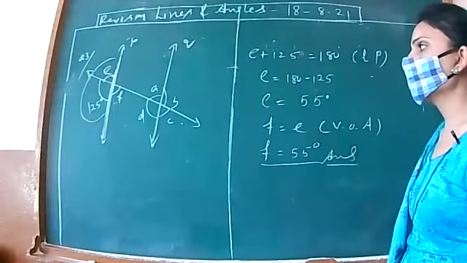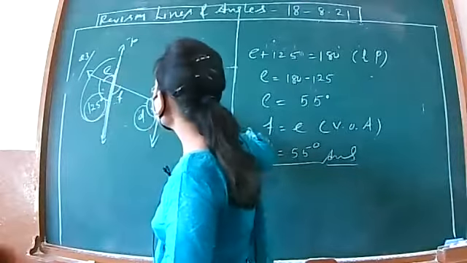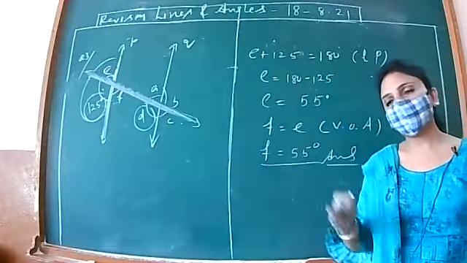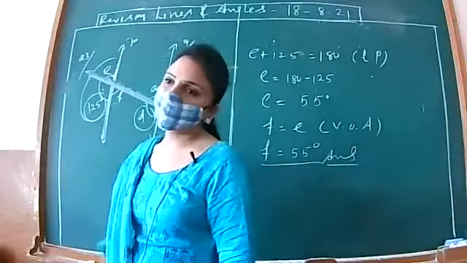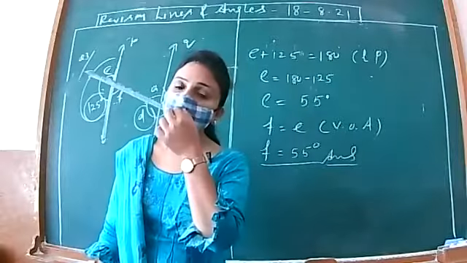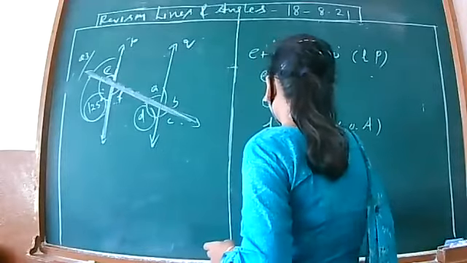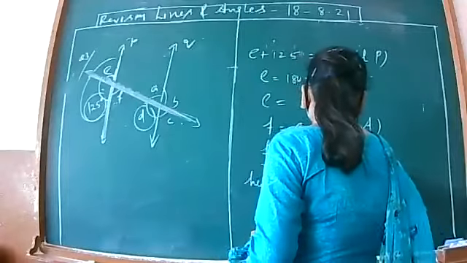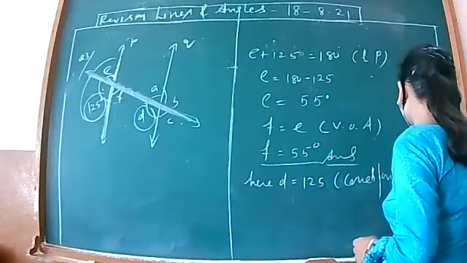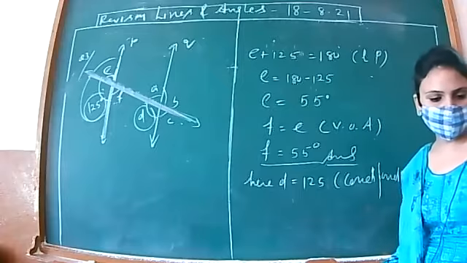Let us move towards there. What is the relation of D with 125? Same side of transversal? Or corresponding. Corresponding angles. And in case of parallel lines, corresponding angles are always equal. D is equal to 125, corresponding angles.